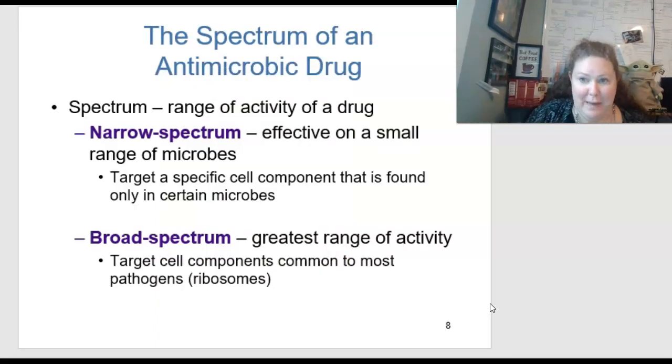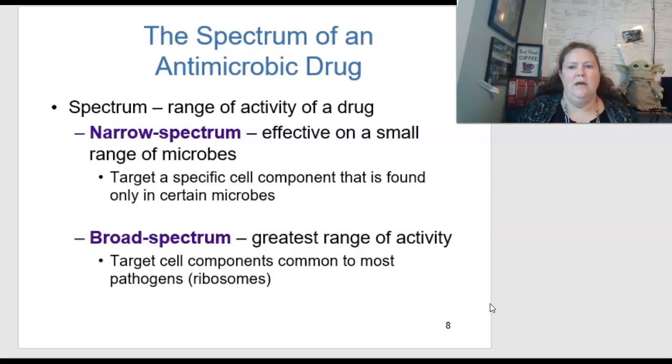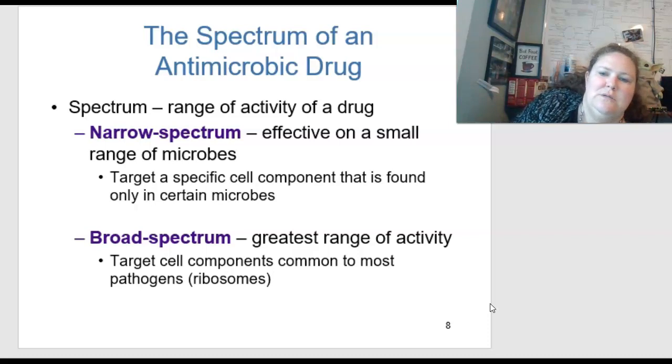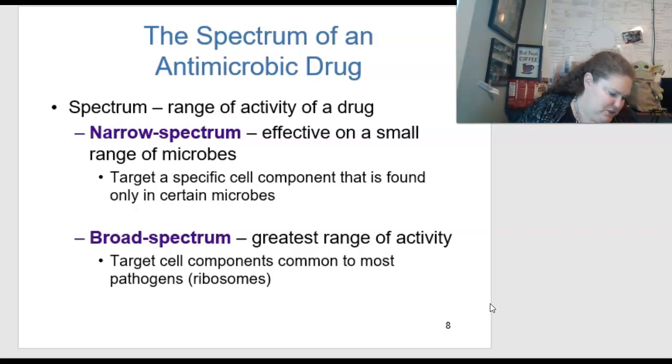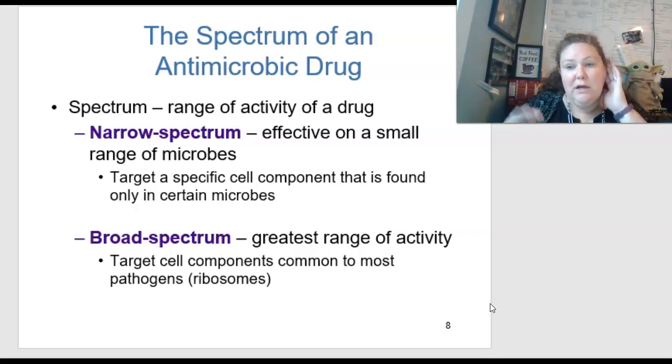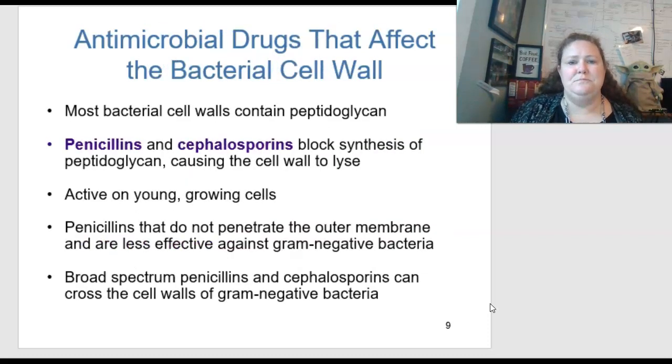So talking about the spectrum, what is the spectrum of an antimicrobic drug? Well, the spectrum would be the range of activity of that drug. If it's a narrow spectrum, then it's going to be effective on a small range of microbes, and it's going to be targeting specific cell components that are found only in certain microbes, okay? And then we have broad spectrum, and these are the ones that have the greatest range of activity. These target cell components that are common to most pathogens, such as ribosomes.